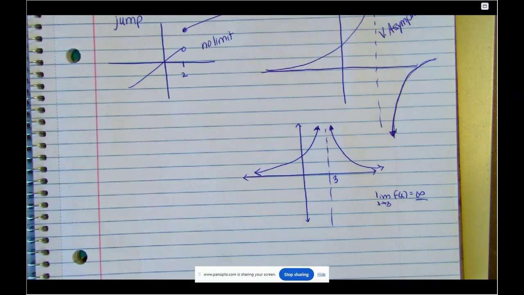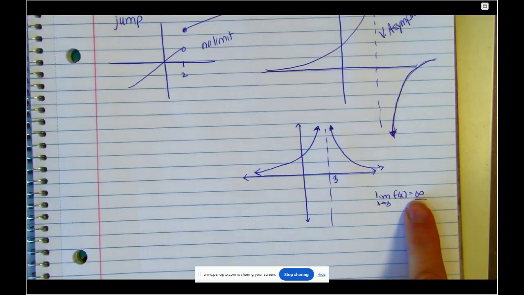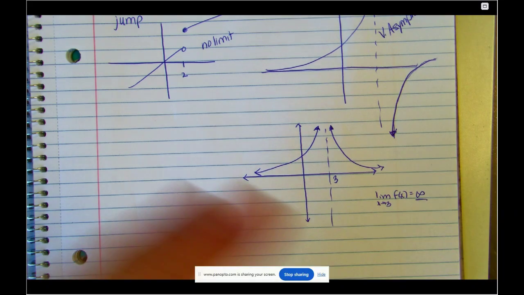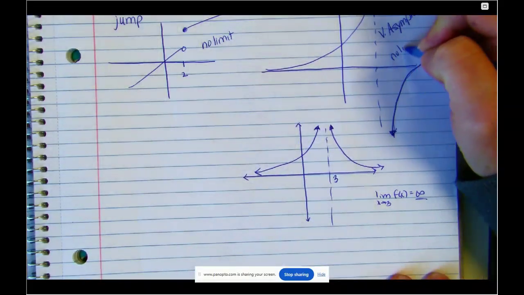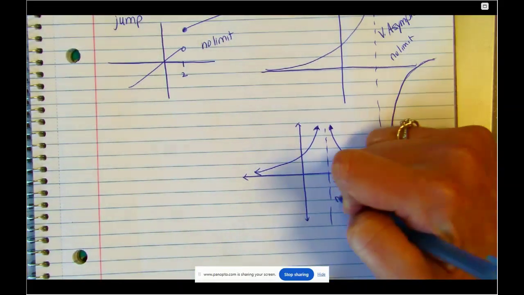It has to get to a number if it's going to have a limit. Sometimes in the past, people have said, well, I put an answer, so it has a limit. If it's infinity, it's not a limit. We're just describing how it acts. So this one also does not have a limit. This one is no limit. This one is no limit.